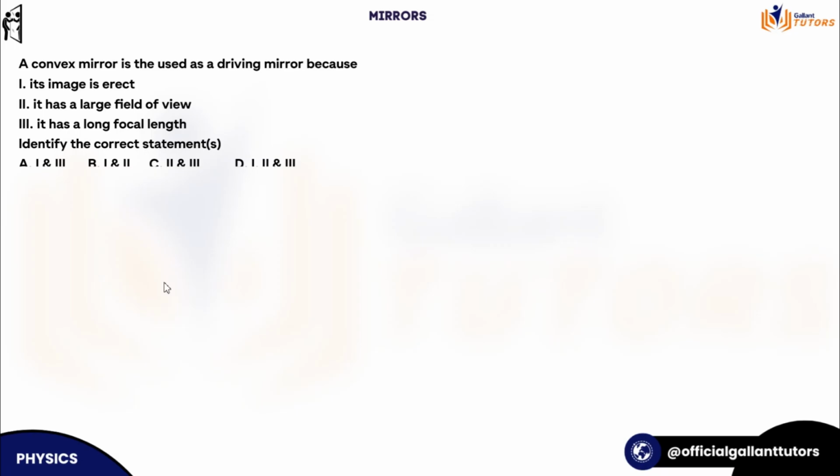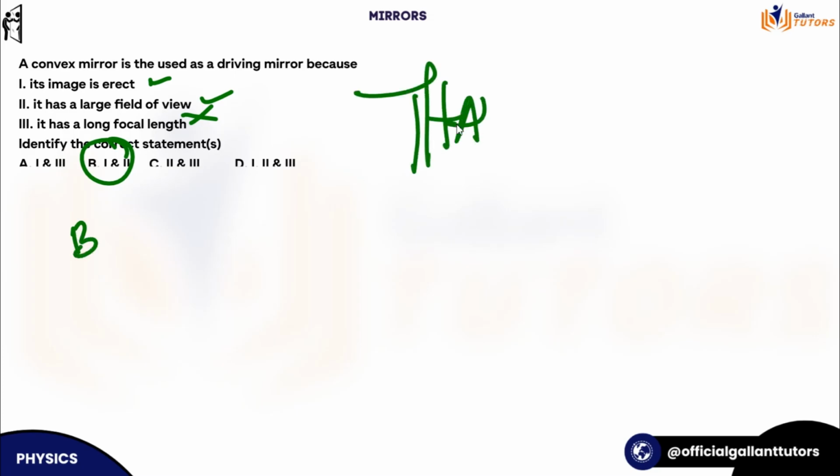All right. I think this should be our last question. A convex mirror is used as a driving mirror because, so it's more like repeating the same question in a different way. Its image is erect, yes. It has a large field of view, yes. That's not for that, no. So I and II, which is B.